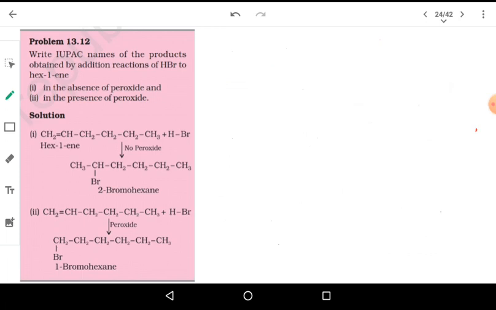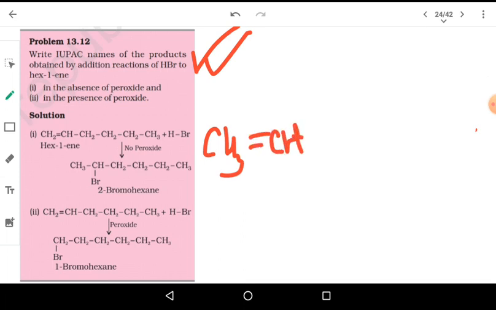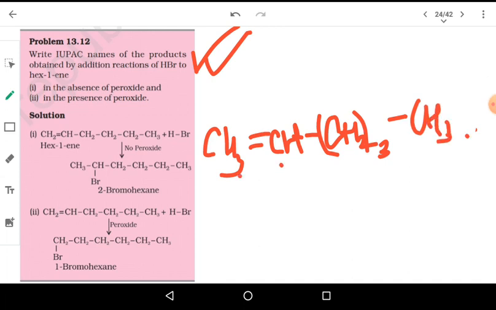Now let us see what type of questions we can expect over here. We don't have to write the mechanism every time for questions like these. Suppose we have hex-1-ene, that is CH2=CH followed by CH2 repeated 3 times, and finally CH3. So we are going to add HBr in the presence of peroxide, that is anti-Markovnikov's addition.